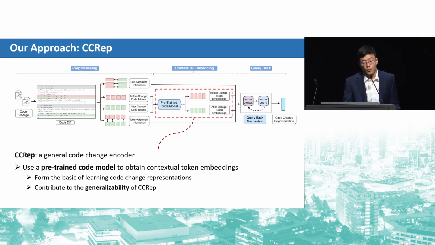Then we use a pre-trained code model to obtain the contextual token embeddings of the before-change and after-change code, respectively. These token embeddings encode the contextual information in the code change, and they form the basis of learning good code change representations. It is worth mentioning that the generalizability of the pre-trained code model also contributes to the generalizability of CCRep.